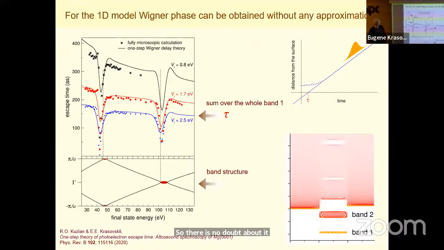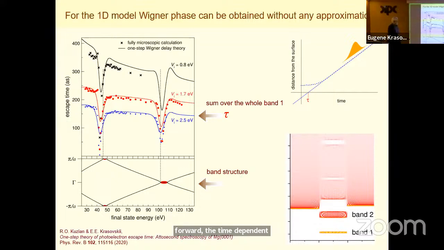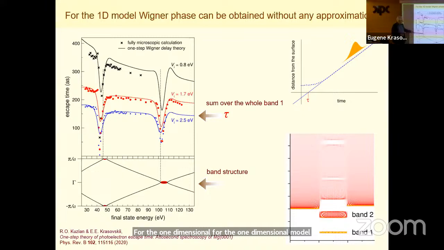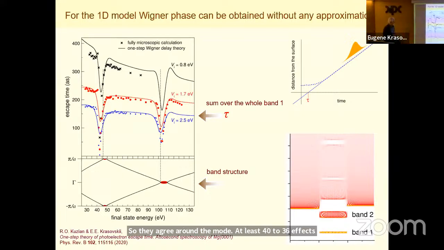And the first thing to do is to compare the one-step formalism to the time-dependent Schrödinger equation, which we can do for the one-dimensional model. And so you see these two minima. The symbols are the time-dependent Schrödinger equation, and this is the Wigner phase theory. So they agree rather well, at least qualitatively. These effects of the acceleration via interference are well described.